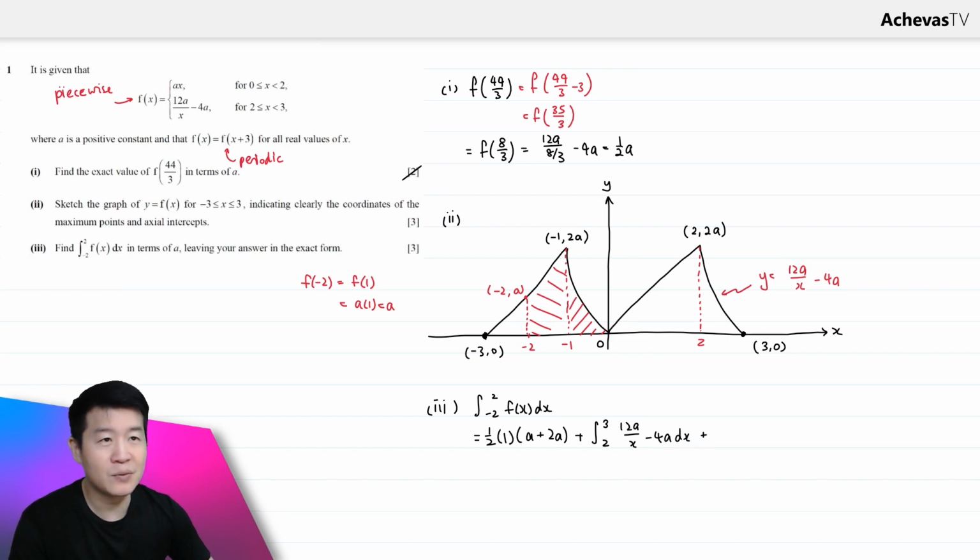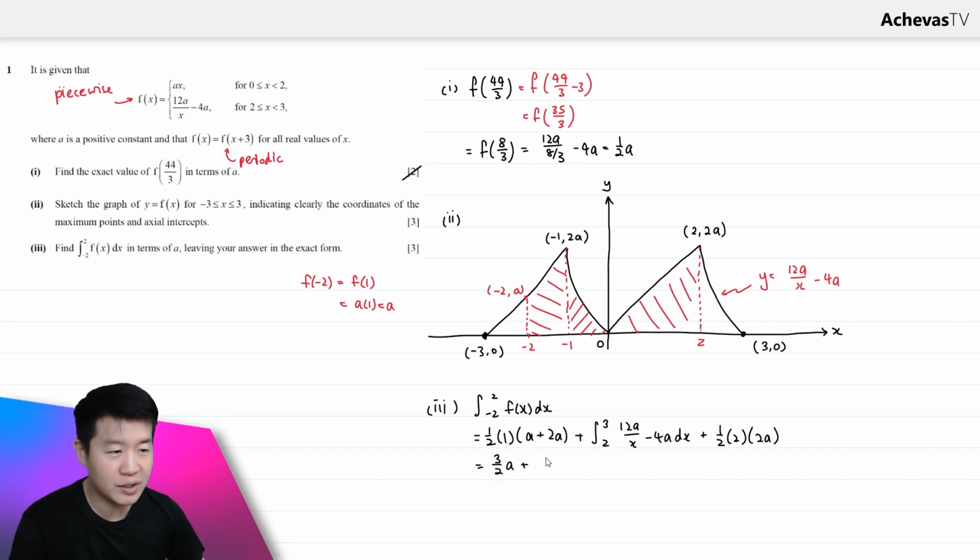Then plus the last region will be this region here. This region is very, very simple to calculate. It is just a triangle. So half times base times height. Half times base is 2. Height is 2a. So half times base times height here. This is 3a. So we have 3 over 2 times a.